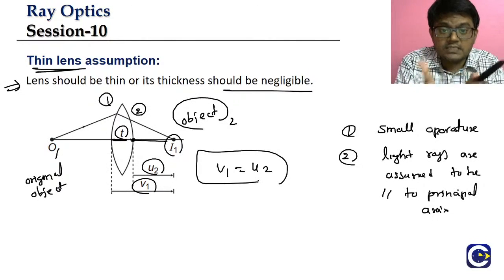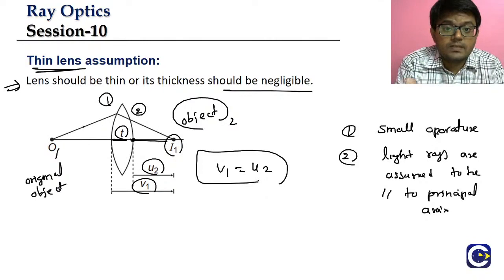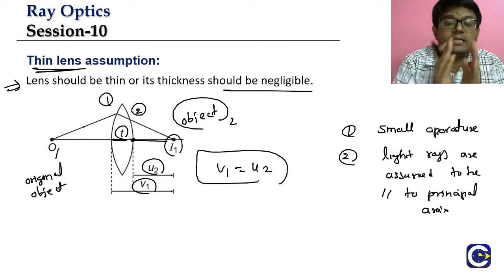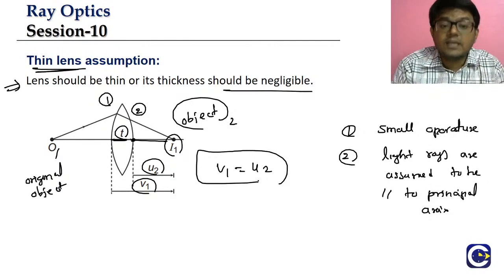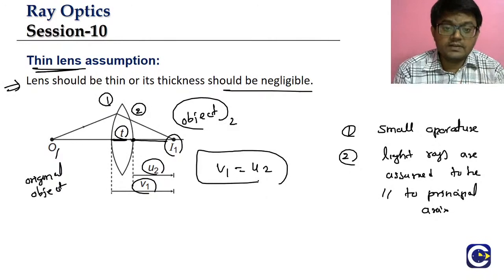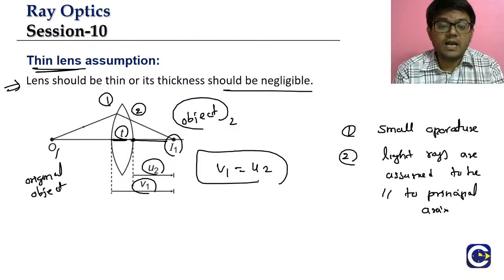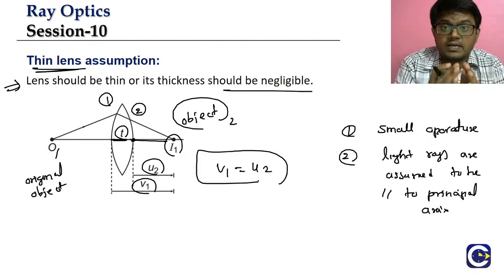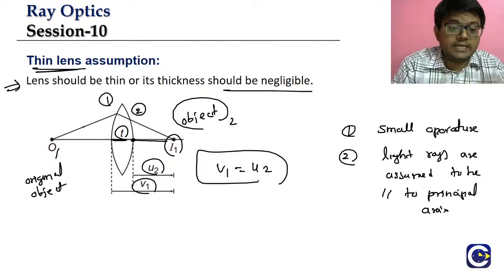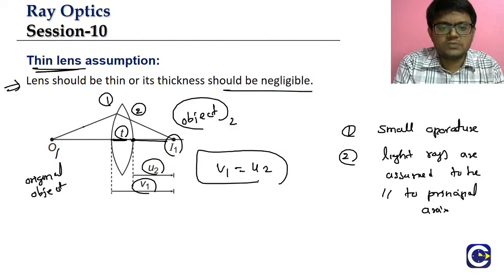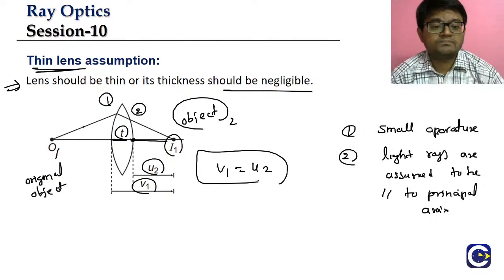The image distance and object distance values would become the same when we assume that the lens is thin. If it is not a thin lens, then what is going to happen? The V1 value will be different from U2, and that's when I said we have to solve all these problems, wherever it is not a thin lens, by taking the general approach. But the assumption that we make is what? The thin lens assumption. Okay.